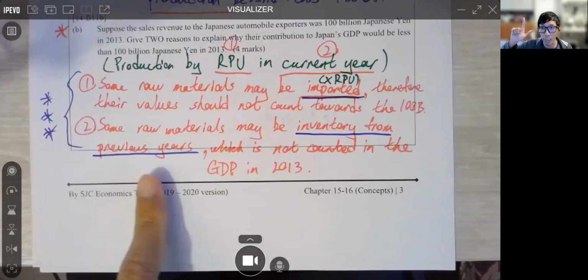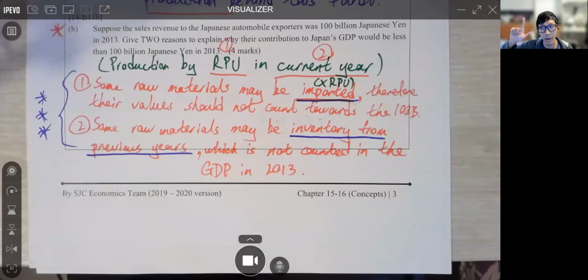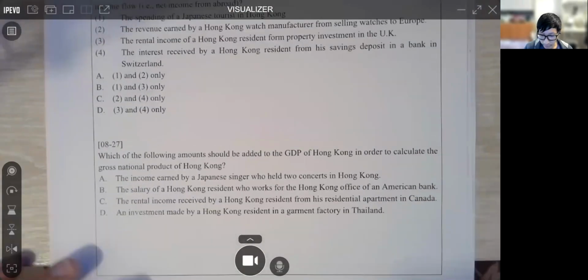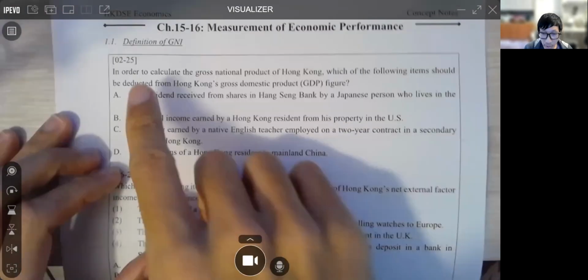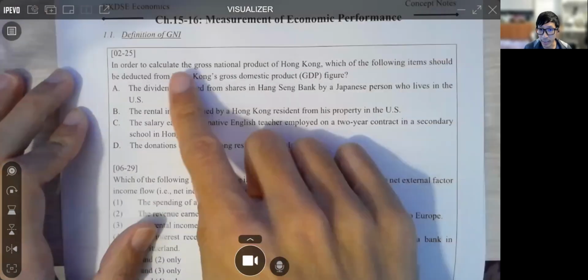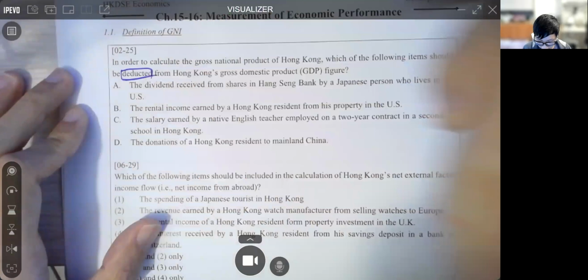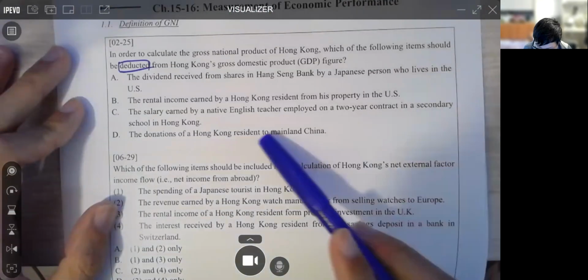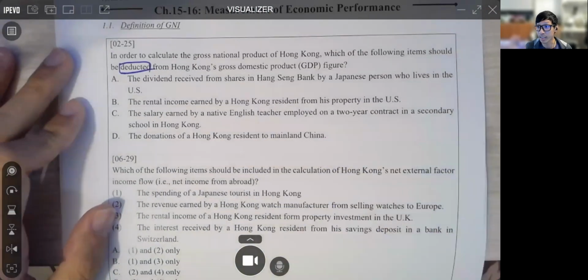OK, thanks for memorizing it, it's invincible, these two, okay? Now with that said, next page. Now on the next page we are going to look at GNI, OK? Now in order to calculate the GNP, we need to deduct, OK?